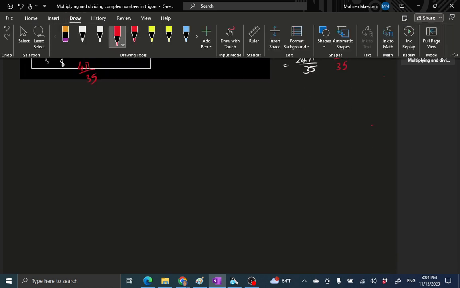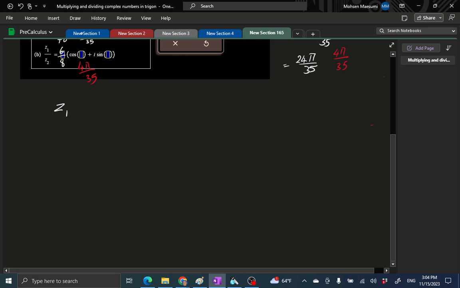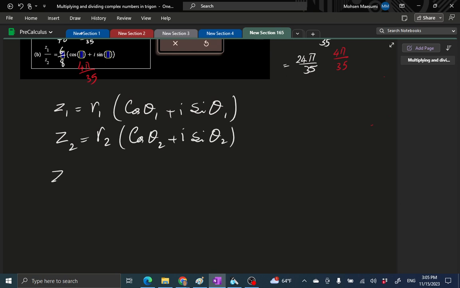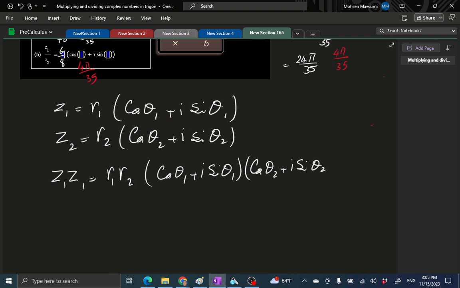So let's go back and write two numbers. Say z1 is r1 times cosine of theta 1 plus i sine of theta 1. z2, suppose it's r2 times cosine of angle number 2 plus i sine of angle number 2. Question is, what is z1 z2? Of course, we multiply r1 r2, then cosine of theta 1 plus i sine of theta 1, then cosine of theta 2 plus i sine of theta 2.